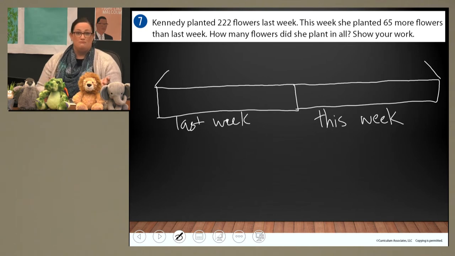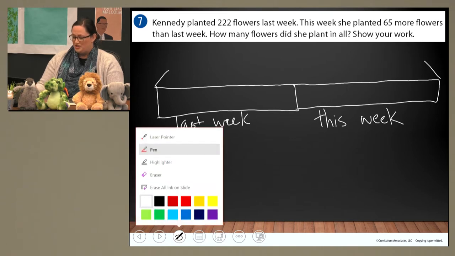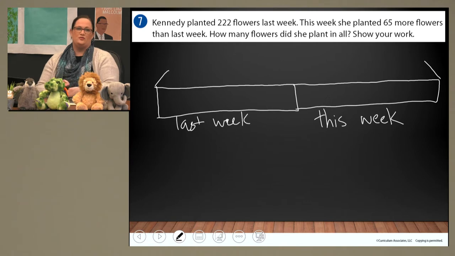Okay, now let's read and find the question. Let's figure out where the question mark's gonna go. Kennedy planted 222 flowers last week. This week she planted 65 more flowers than last week. How many flowers did she plant in all? What's our question that we're trying to answer in this problem? What's our final answer going to be? Yeah, how many flowers did she plant in all?